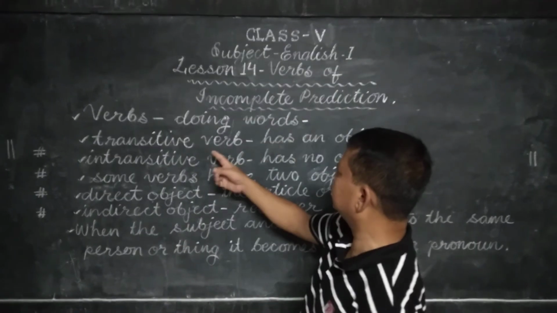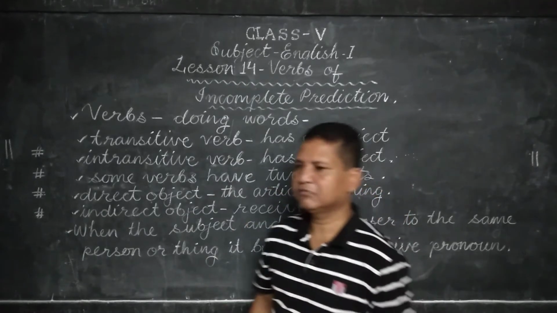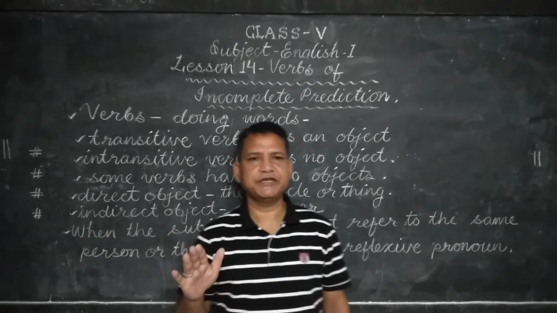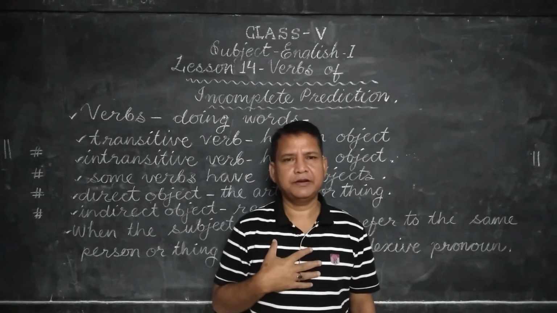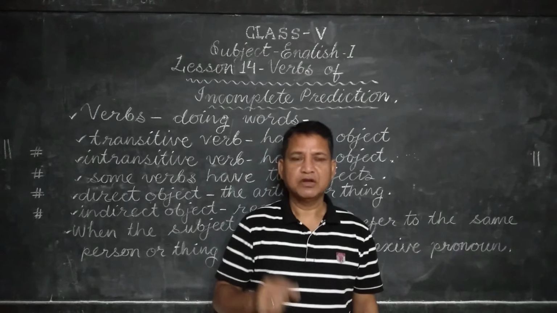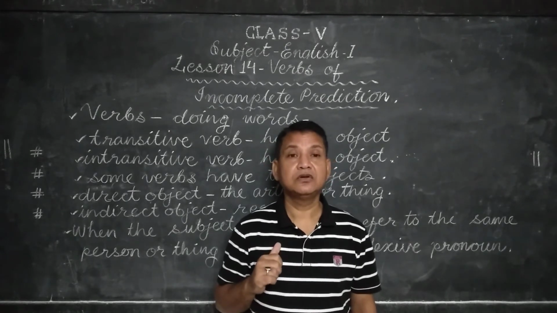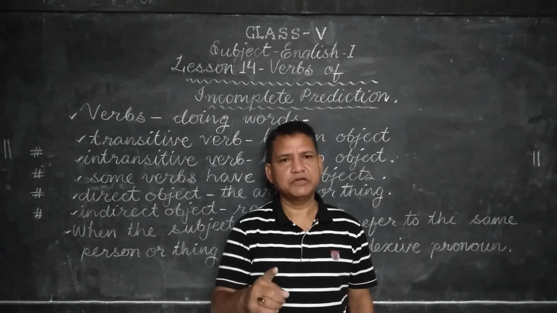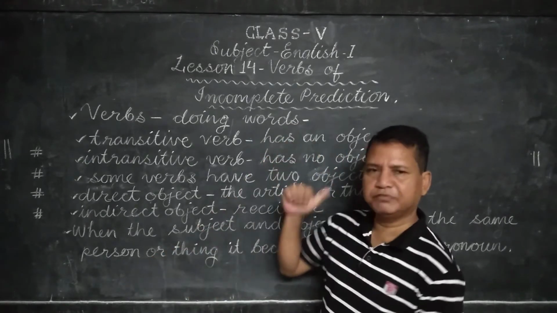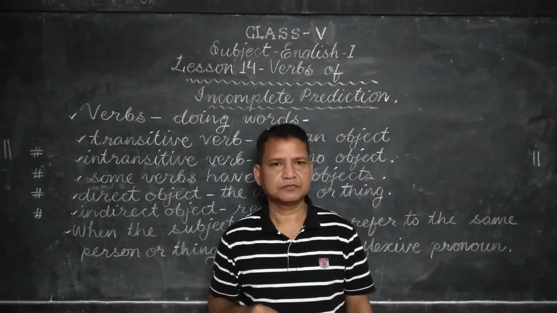Verbs, doing words, transitive verb. Let us see. I am reading a story book. Reading is the verb. What am I reading? Story book. Story book is the object. So reading has an object, story book, so it is a transitive verb.